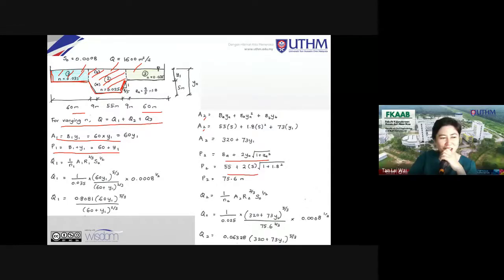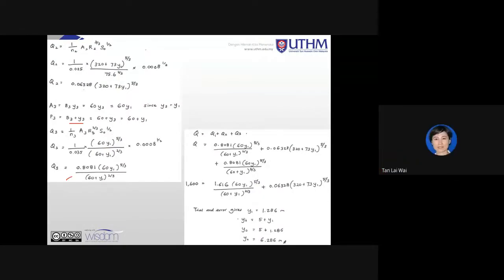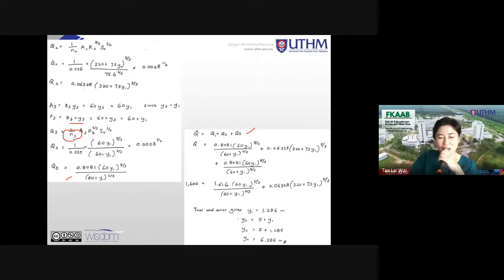So once you have your Q1, Q2, and then Q3, you can find each of the Q, substituting the various Manning roughness coefficients. So you add them up together, you have total Q already. In this case, all Q are expressed in terms of Y1. Therefore, you have to solve for Y. Since you are solving it for the depth of uniform flow, once you have your Y1, you can solve for your Y0. That's how it works.